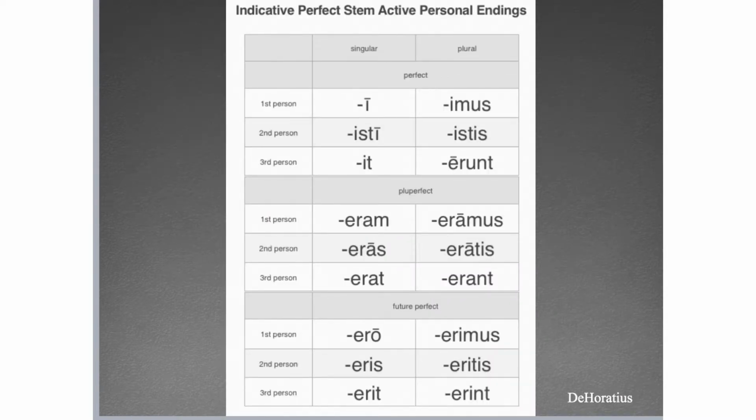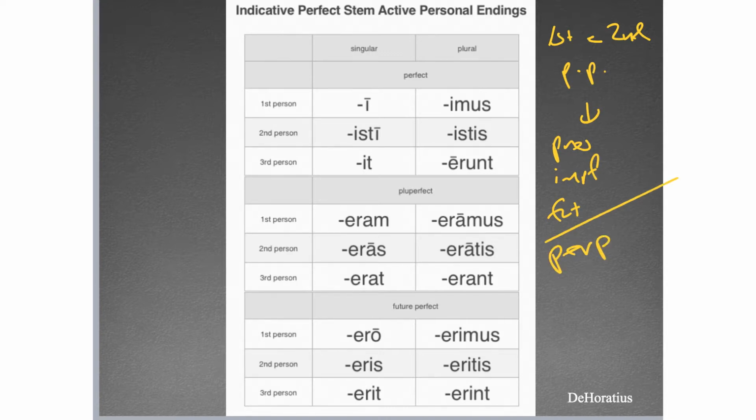All right, so now we're shifting to the perfect tense. All right, the previous tenses were the present, imperfect, and future. All right, and so those are going to be first and second principal parts. All right, give us the present, the imperfect, and the future.